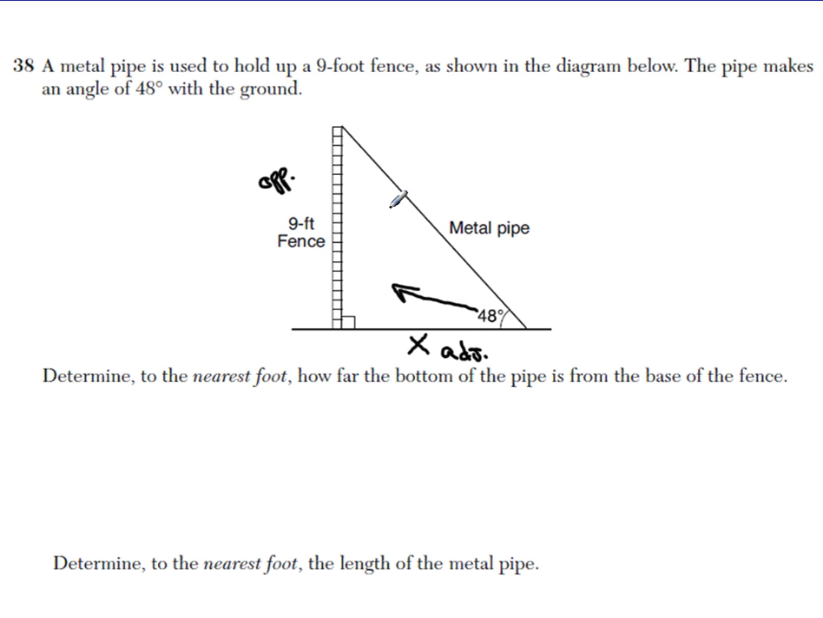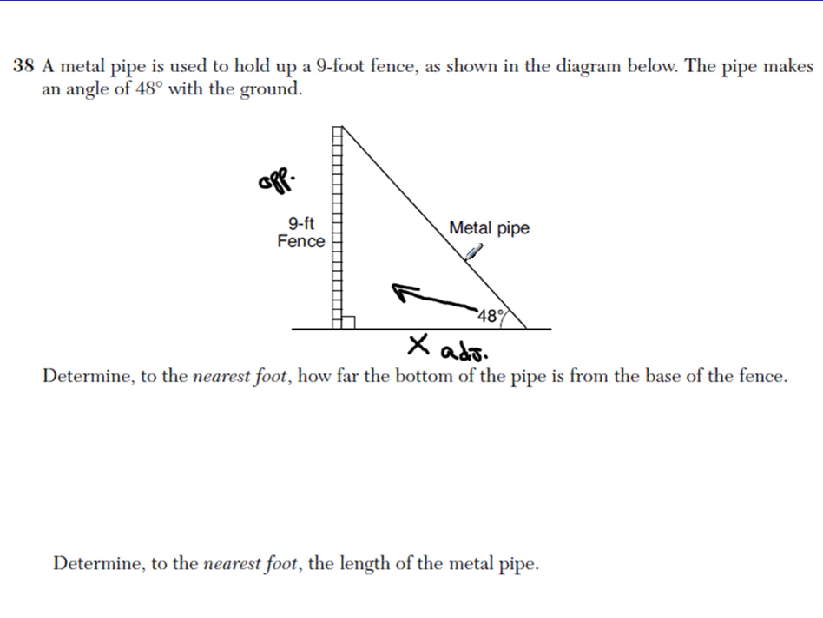If this angle was here, then this would be the opposite, and this would be the adjacent. And obviously, even though this is next to the 48, it's not adjacent because this is the hypotenuse. So it can't be two at the same time. It can't be hypotenuse and adjacent. All right. So going back to the problem, determine to the nearest foot how far the bottom of the pipe is from the base. So we're looking for X.